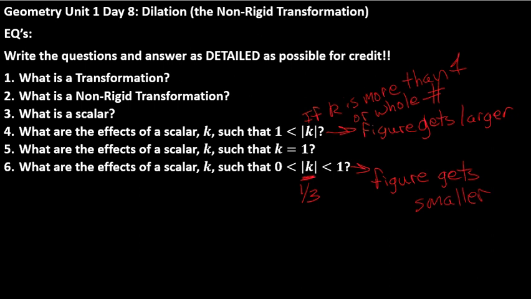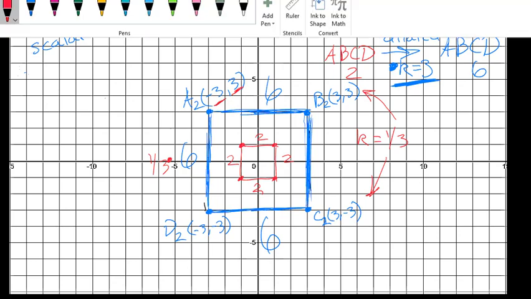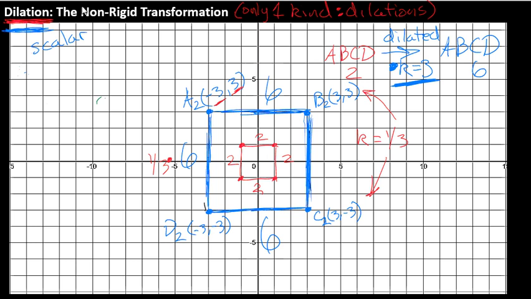Okay, what are the effects of a scalar K such that K equals 1? Well, let's answer that one right now. What if I dilate by a scalar of 1? Well, what is 2 times 1? Well, it would just be 2 again, right? So I'd end up with the exact same square.